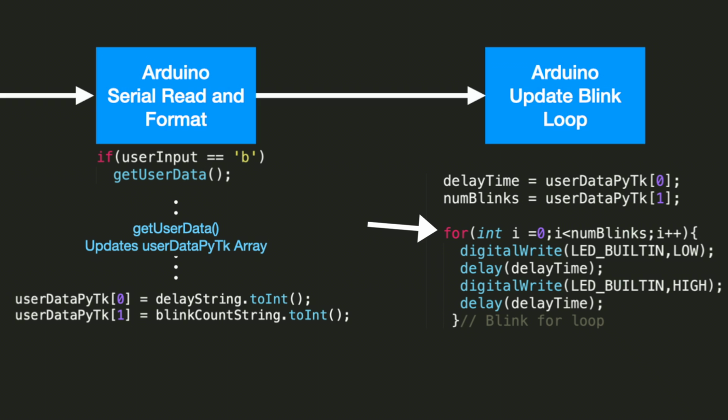Note the middle parameter of the for loop, i less than numBlinks. So this will set the number of blinks, and it's that position in the userDataPiTk array which we assign numBlinks.